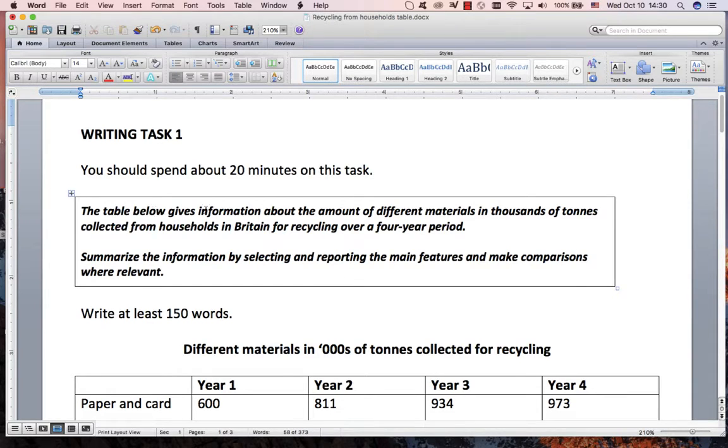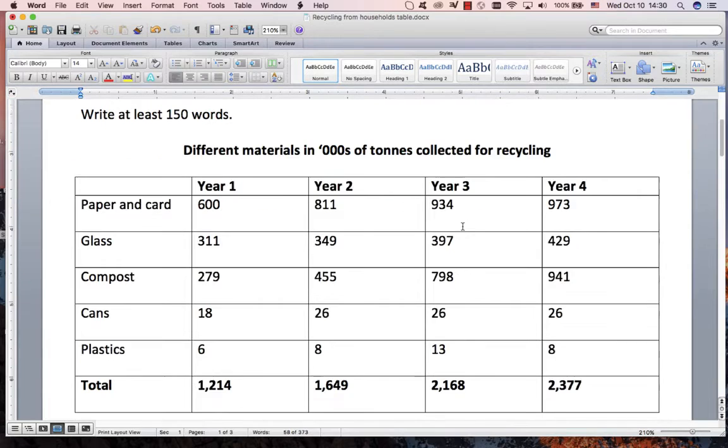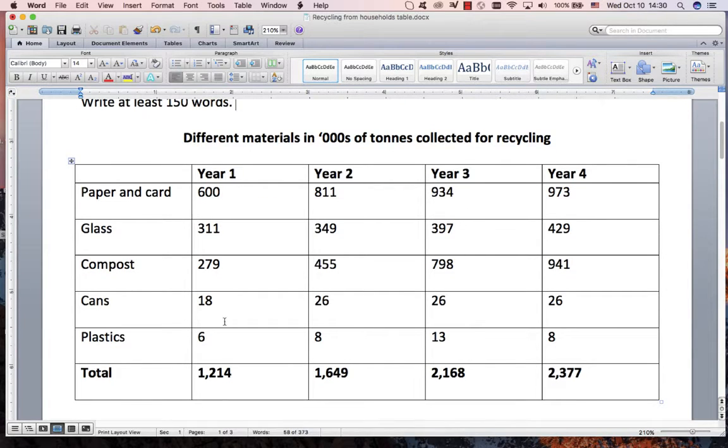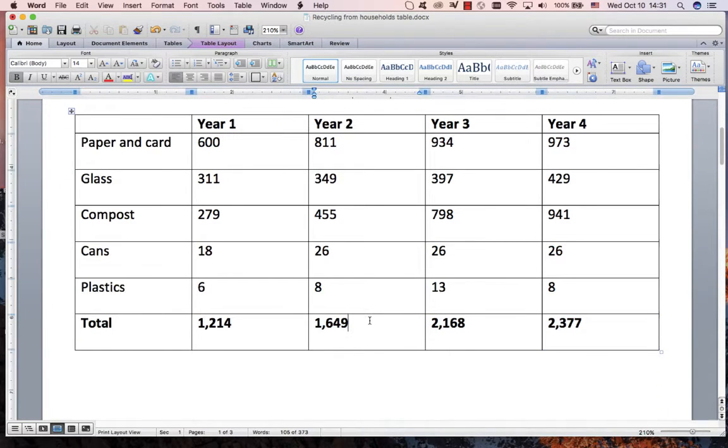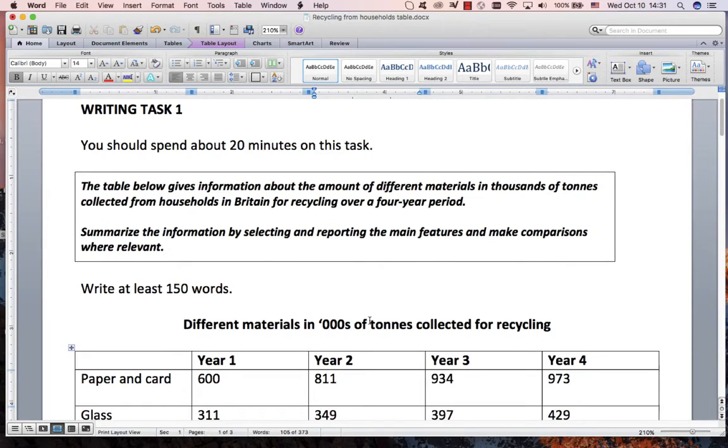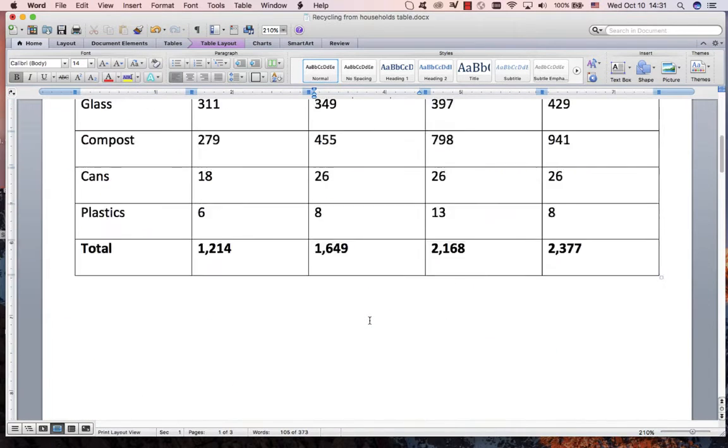The table below gives information about the amount of different materials in thousands of tons collected from households in Britain for recycling over a 4-year period. We have a table with 20 data points here plus another 4, and this will be an important row. So, what is step 1? Step 1 is select your noun phrases.